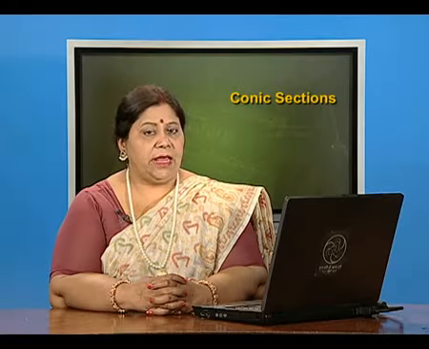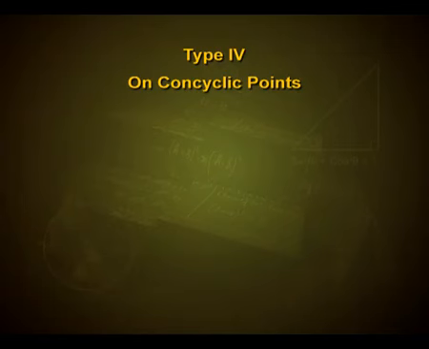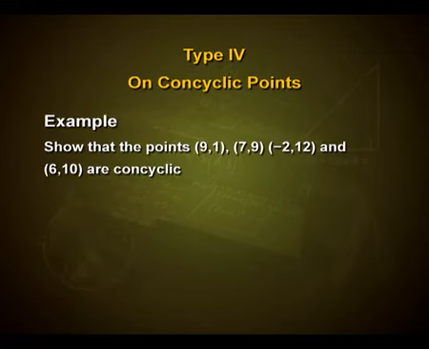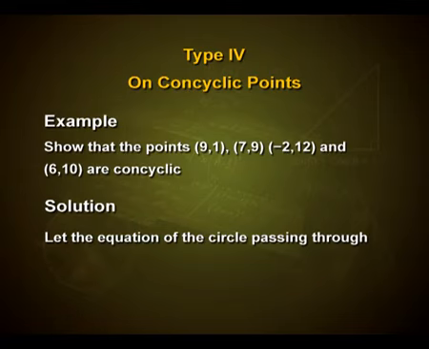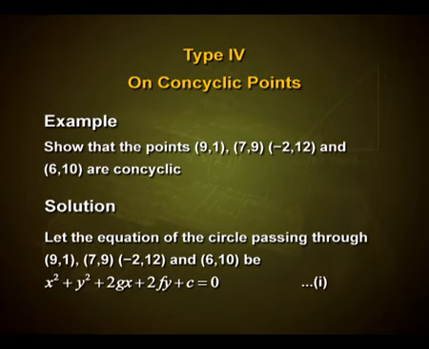Now, we have type 4 problems which are based on concyclic points. We have an example here. Show that the points (9, 1), (7, 9), (−2, 12) and (6, 10) are concyclic. For the solution, let the equation of the circle passing through the points (9, 1), (7, 9), (−2, 12) be x² + y² + 2gx + 2fy + c = 0, be equation number 1.